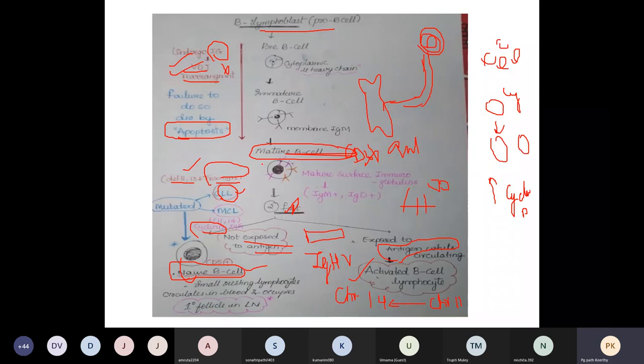And for example, if there is no mutation, nothing went wrong, it is fine. Our naive B cell was a very good fellow. These are the things that could have gone wrong, but nothing went wrong. He is absolutely normal. He reached the lymph node, where he will sit in that follicle and form the primary follicle of the lymph node. That's it. Now this is done, right? Now the second possibility we have to see. Our hero went out of the home and got exposed to the villain. Then there is one big fight, no?